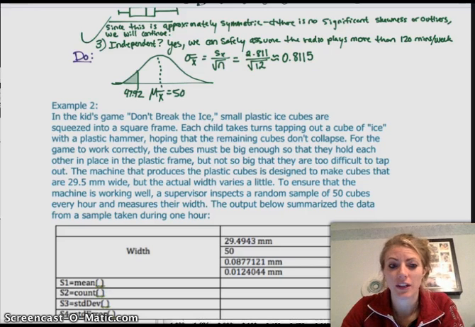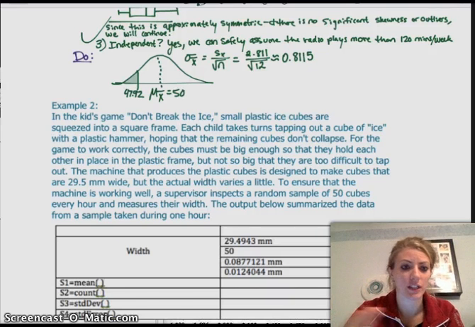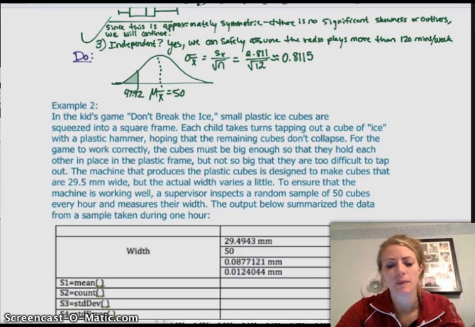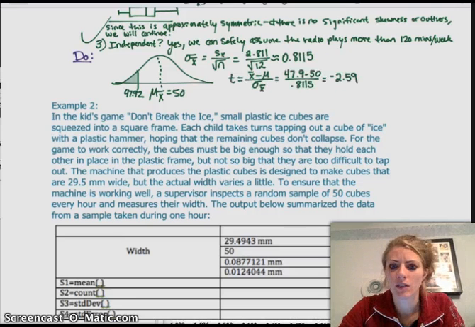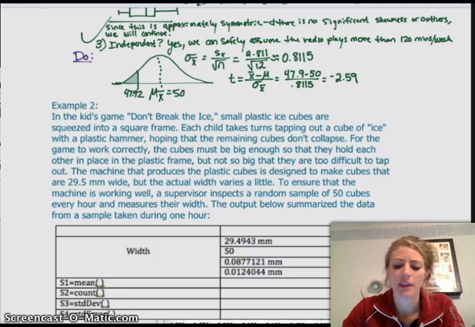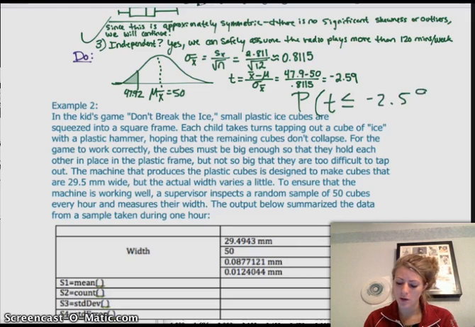Then we need to calculate our test statistic, and keep in mind that we are on the t distribution with degrees of freedom n-1, so 11 because we had 12 data points. And so we need to figure out what our test statistic is. So we find t to be negative 2.59, and then we need to find the probability that t is less than negative 2.59, which is actually this exact same thing because it's symmetric.